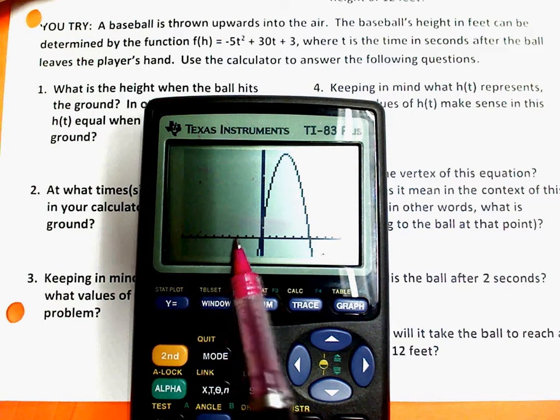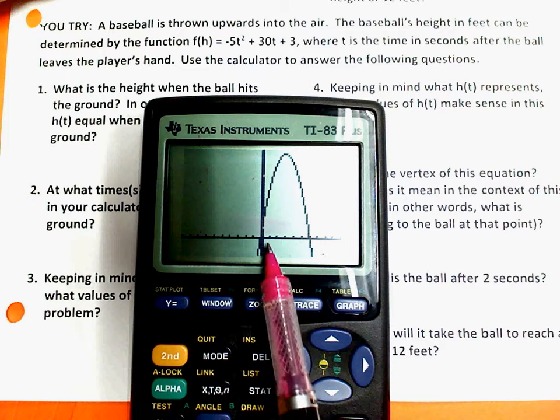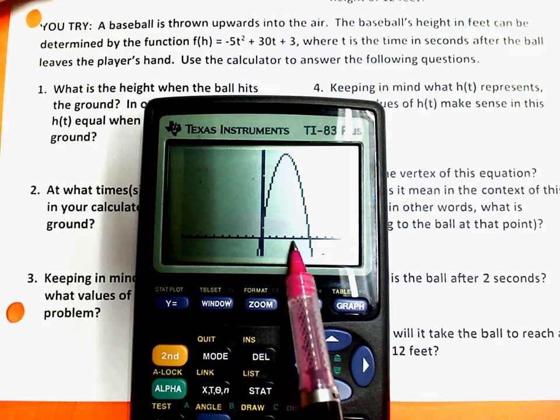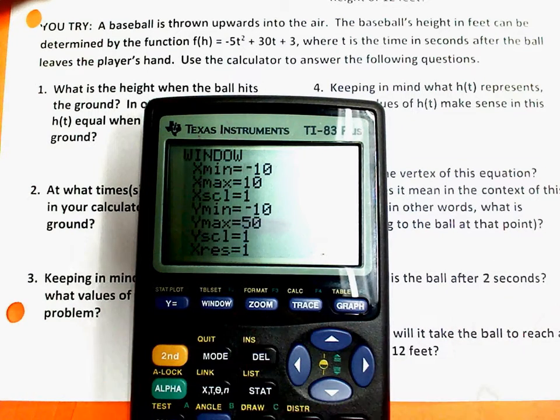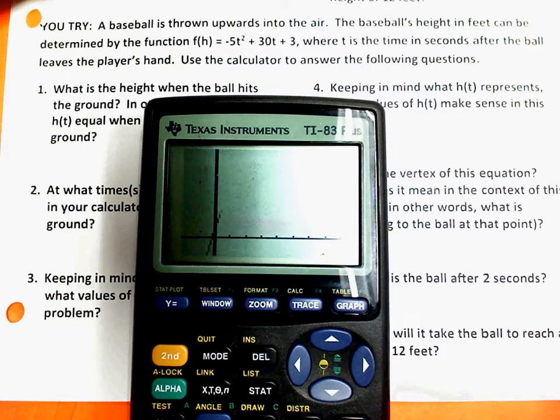I'm going to take some of this out and a little bit of this out. I'm going to start my x at -2 and end it at 8. So in my window, my x will start at -2 and end at +8. And now I can see this parabola nicely.